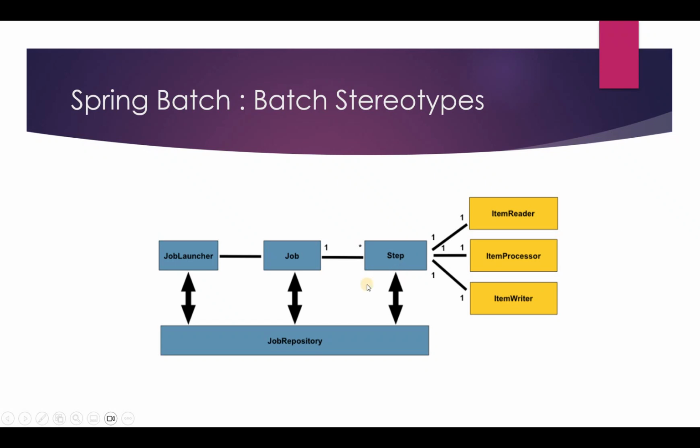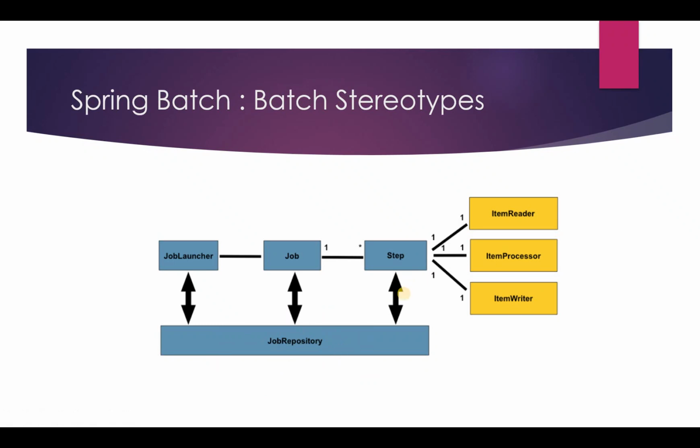Now, this step is enclosed in a job. So one particular job can have multiple steps. And then we have a job launcher, and this job launcher launches the job, right? And all these are connected with the job repository, where Spring Batch will keep track of all the jobs and the steps and their status as well. So this is kind of metadata information which Spring Batch keeps in the job repository.